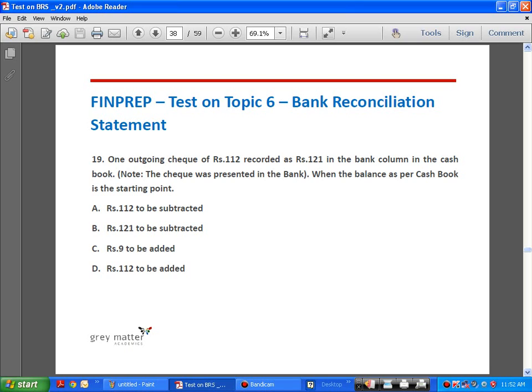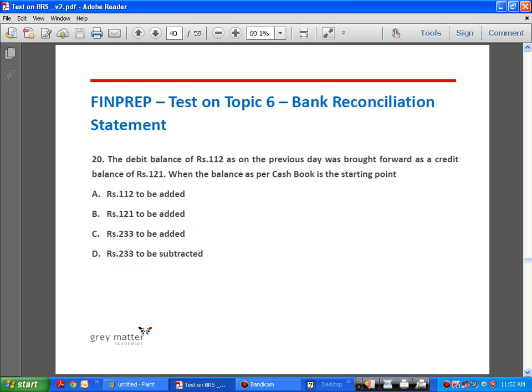Next, one outgoing check of 112 was recorded as 121 in the bank column in the cash book. When the balance as per cash book is the starting point, what should we do? So what have we done here? Instead of showing an outgoing check of 112, we have shown it as 121. So we have understated the balance in the cash book by 9 rupees. So when we start with the balance as per cash book, we have to rectify this error by adding 9 to the balance.